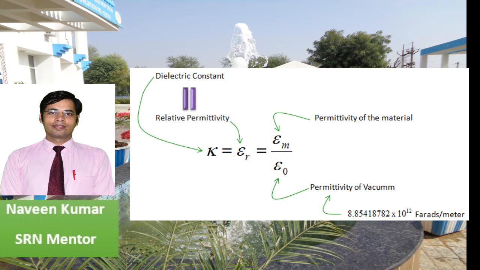The numerical value of epsilon naught is 8.85 into 10 raised to power minus 12 Coulomb square per Newton meter square. So, the value of 1 upon 4 pi epsilon naught is approximately equal to 9 into 10 raised to power 9 Newton meter square per Coulomb square in the SI unit system.